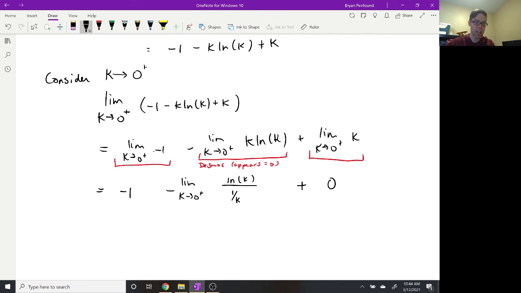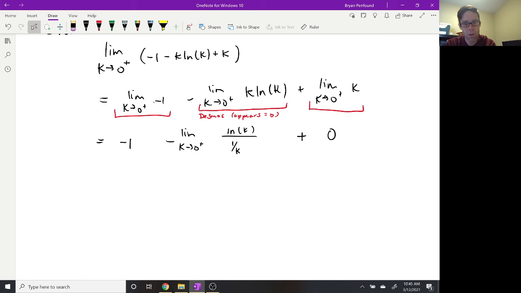Okay, so k times ln k is equivalent to ln k divided by the fraction 1 over k, because you could just flip and multiply that fraction. So now we're in good shape. As k tends towards 0, both of these things are tending towards some kind of infinity. So I have an infinity over infinity kind of form. I can apply L'Hopital's rule to this expression. So let's go ahead and apply L'Hopital's rule.